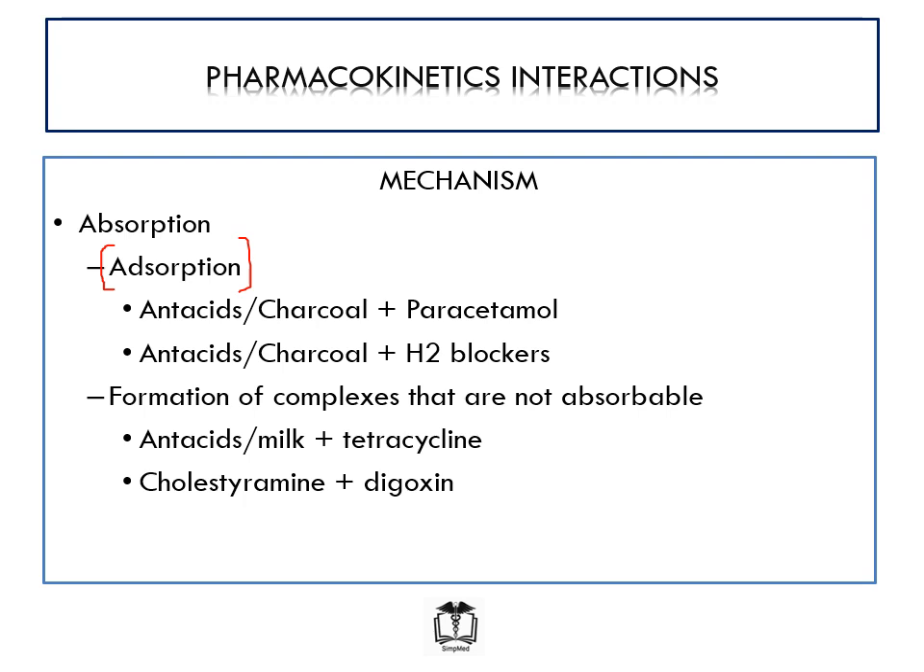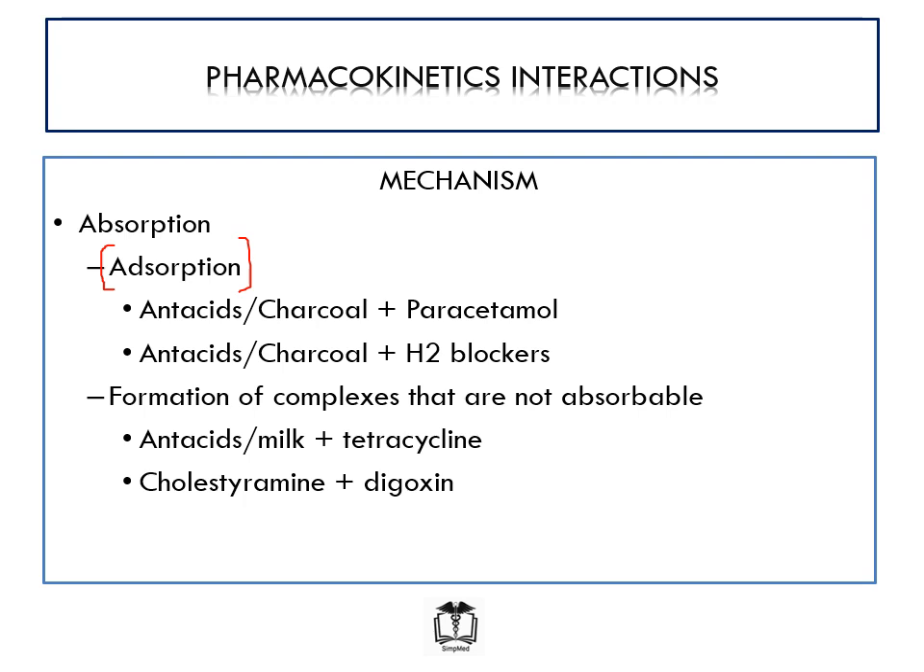Drug B, in this case paracetamol and H2 blockers, are the ones affected in terms of the absorption. Another mechanism by which absorption could be affected could be in the formation of complexes, and these complexes would not be absorbed into the GIT. Examples of this would be when we use antacids concurrently with tetracycline, or when we take milk concurrently with tetracycline.